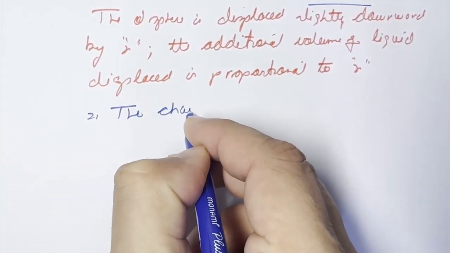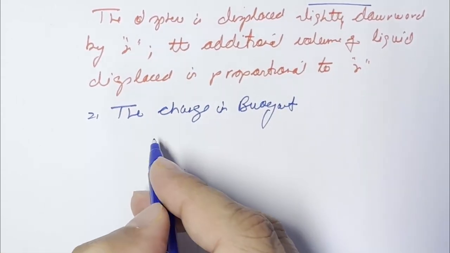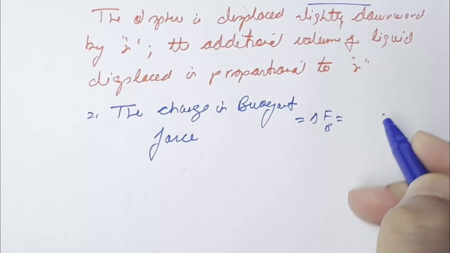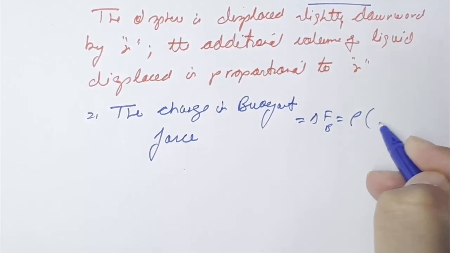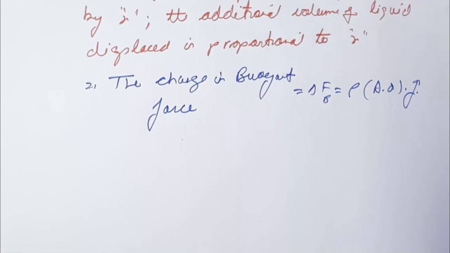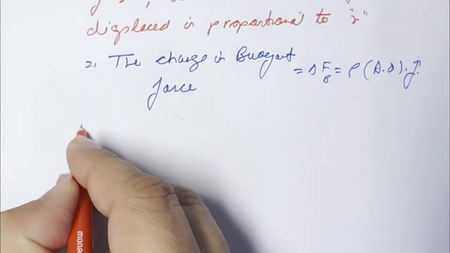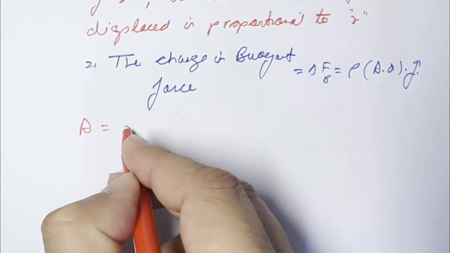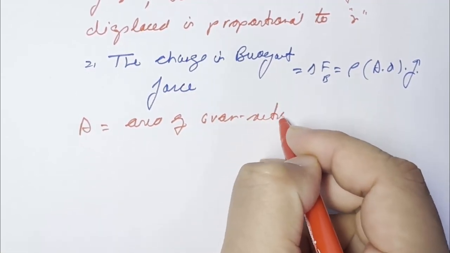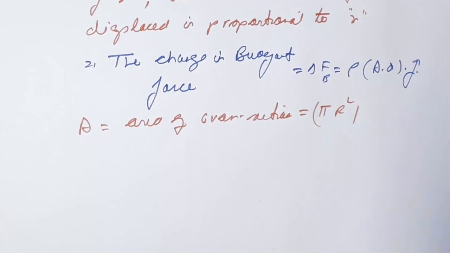the change in buoyant force, which is, let us suppose, given as delta Fp, will be equal to rho, the density of the liquid, times area multiplied by x, which gives us a volume, multiplied by g, where A is the area of cross section for the sphere. A is the area of cross section, and that will be equal to pi r square.